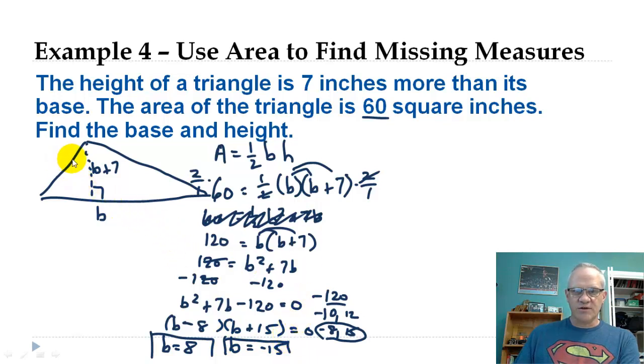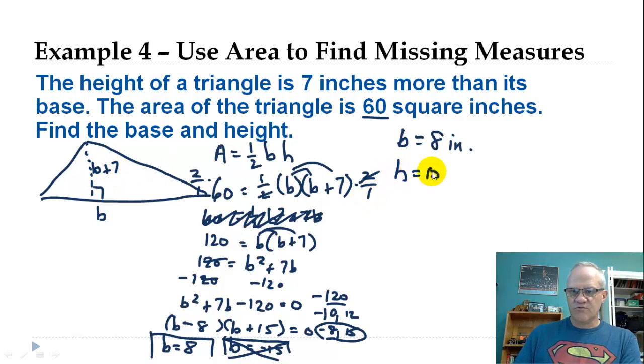Okay, so what are we trying to do here again? We're trying to find the base and the height. And so can we have, on a triangle, a negative distance? No. So that means there's two possible answers mathematically, but in reality, we cannot use a negative distance here. We can't say it's a negative 15 inches long. 8 is the only answer here. And so in this case, then, our base would be 8 inches. And our height would be what? 8 plus 7. So our height would be 15 inches.